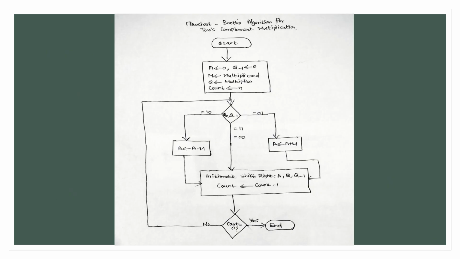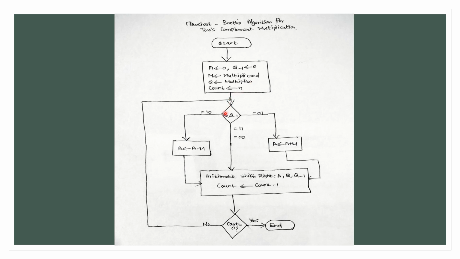The flowchart representation for 2's complement multiplication in Booth's algorithm. This algorithm starts with initializing the registers. First, we store the 0 value into the accumulator and Q minus 1 is equal to 0. M is the multiplicand and Q is the multiplier. And count is equal to n, which means if the multiplicand and multiplier are 4 bits, the n value is 4.